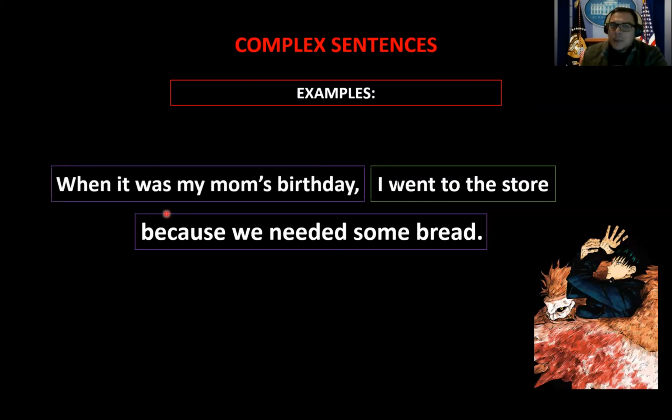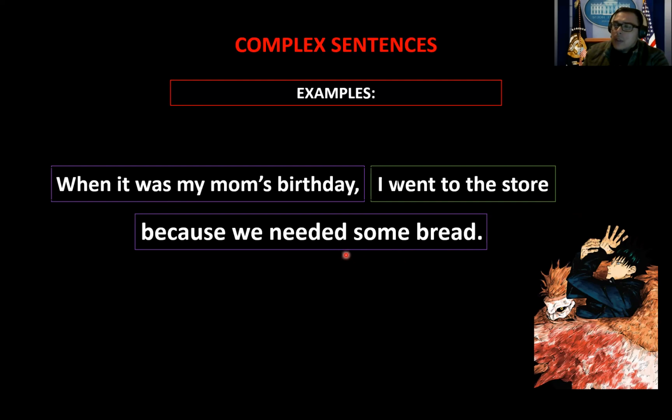When it was my mom's birthday, I went to the store because we needed some bread. So here we can see an example that has more than one dependent clause. The first one is when it was my mom's birthday. Again, if we say this to somebody without adding some more information, it does not make sense on its own. When it was my mom's birthday. I mean, yeah, what did you do? What happened when it was your mom's birthday? Complete that idea, sir, please. All right, so that's how we can see that a dependent clause is not going to flow by itself, right? We need more information there.